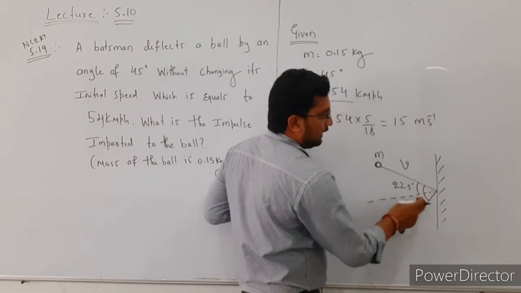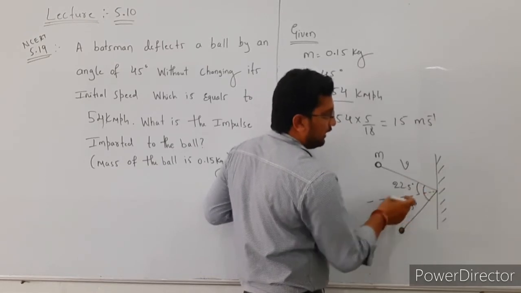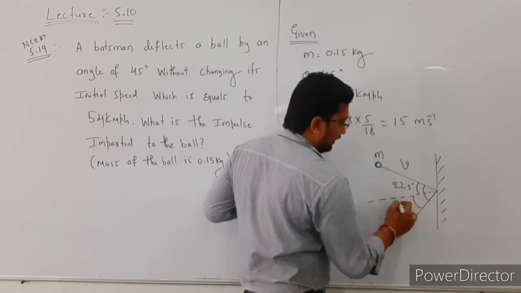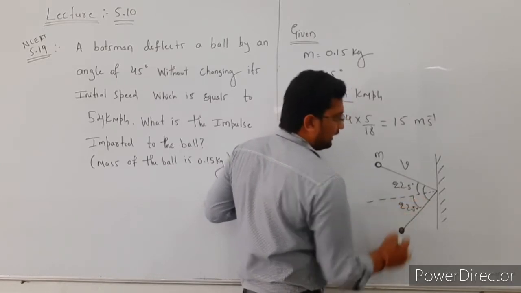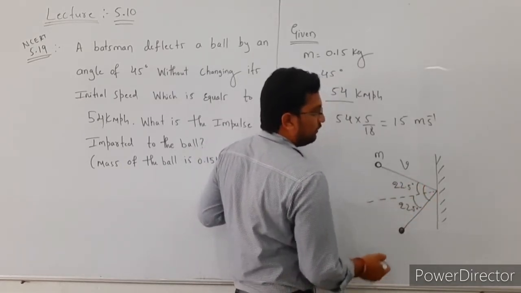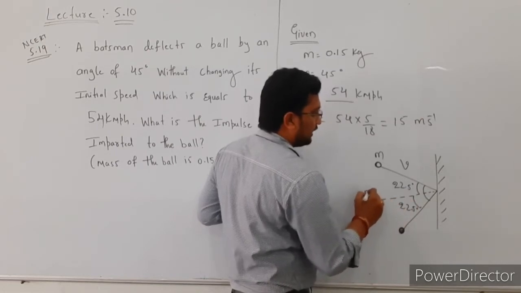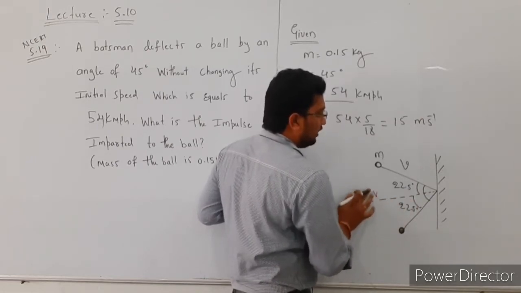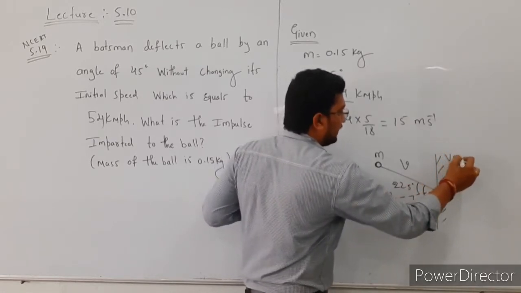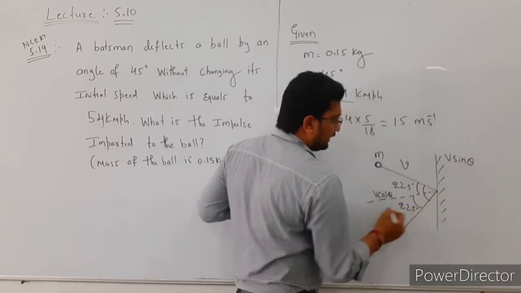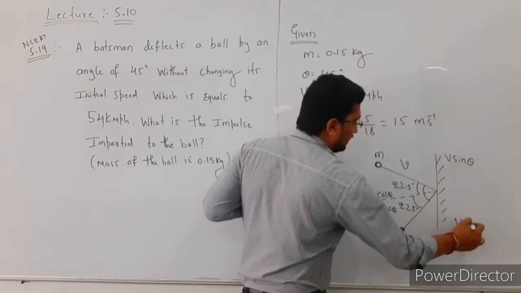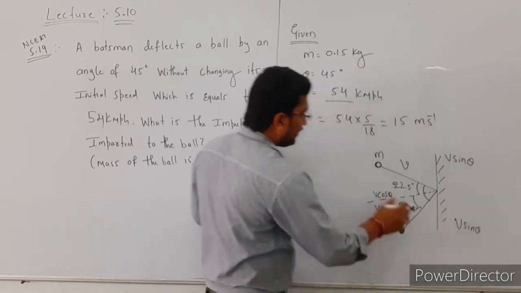So here the total angle is 45 degree. It can be divided into 2, so that is 22.5, and this also becomes 22.5 degree. Here this velocity vector makes an angle theta with respect to the normal, so the horizontal component is v cos theta, and this is the v sin theta. Here it is also the same. It makes an angle theta, so v cos theta, and this is the v sin theta. We have already discussed this concept.